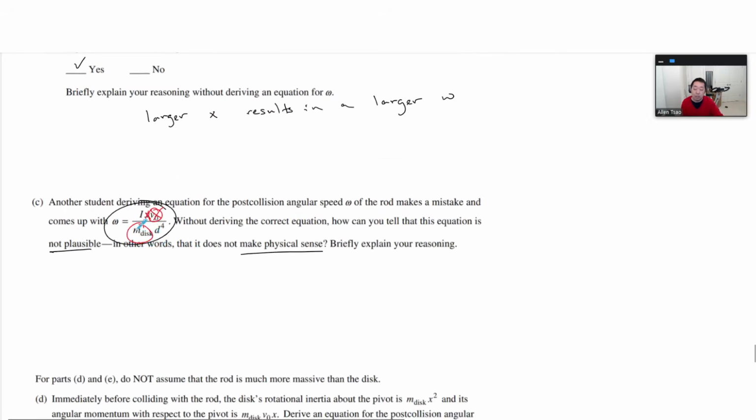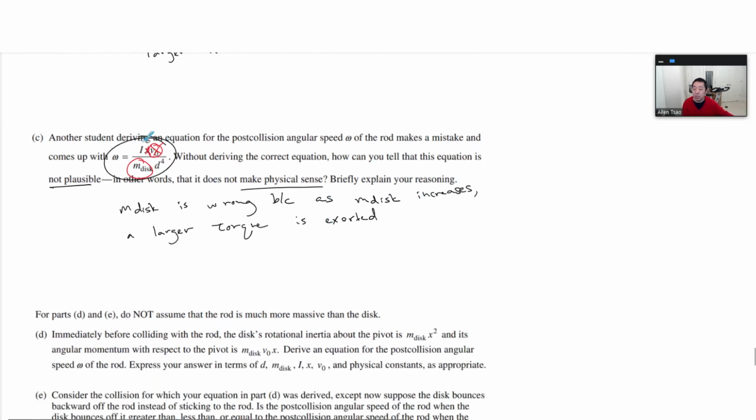And that's not what happens here, because if I put a bigger number in the denominator, it makes omega go smaller. So this says the M disk is an error. It is wrong, because as M disk increases, a larger torque will be exerted, so it should move faster. And this equation doesn't do that. That's what you should say. That's the kind of reasoning you want to put in that kind of question.